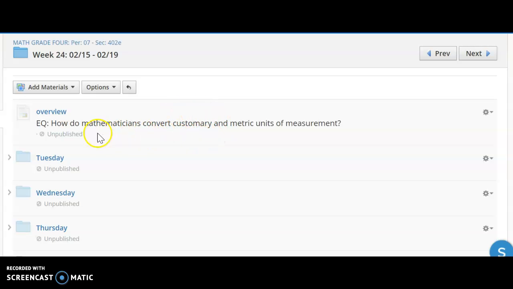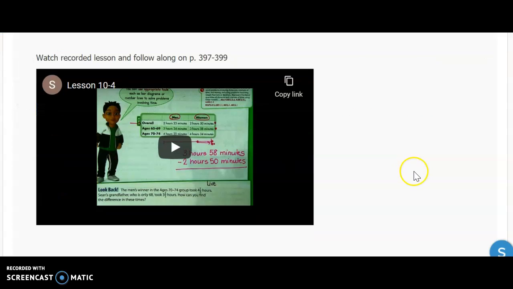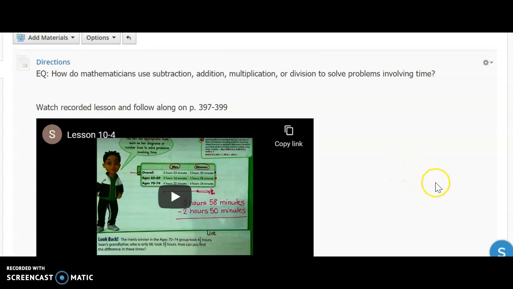So let's jump in. On Tuesday, we're actually going to focus on units of time. And so we are going to learn how mathematicians add and subtract to solve word problems that involve time. So you have a teacher video, you're going to follow along. This actually goes back to topic 10.